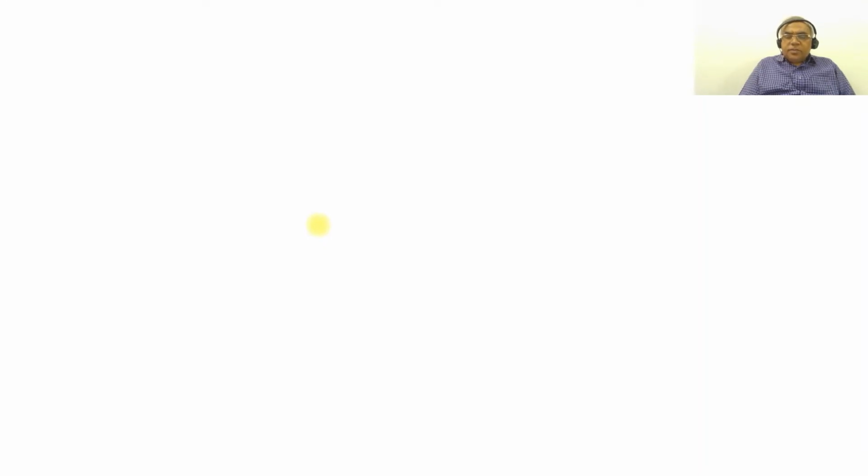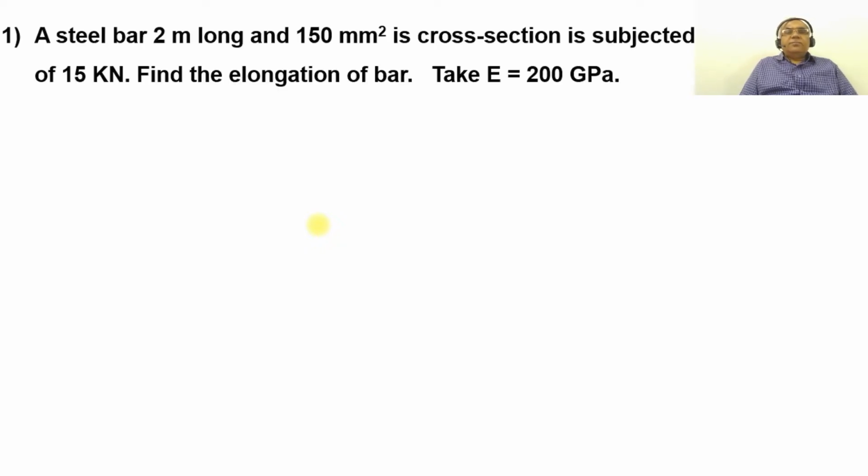In this video, we are going to take up the problems on the shortening or extension of the length of the bar. Problem number 1 reads: a steel bar of 2 meters long and 150 mm square cross section is subjected to an axial pull of 15 kilonewton. Find the elongation of the bar. Take Young's modulus E equals 200 GPa.